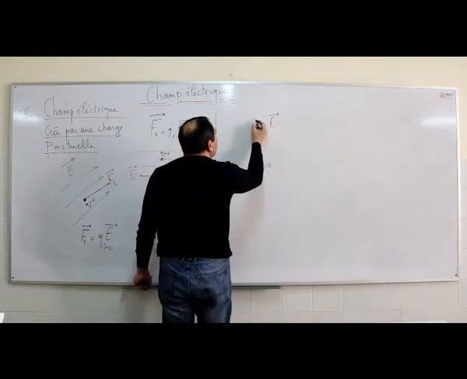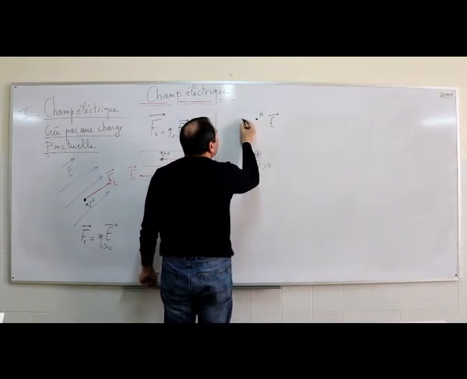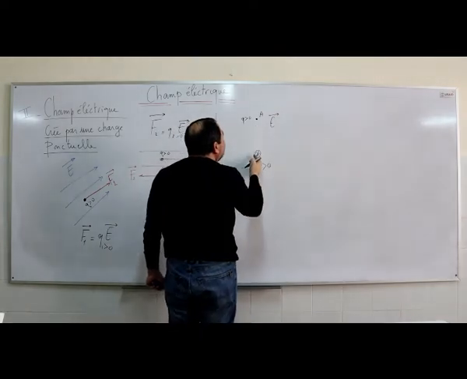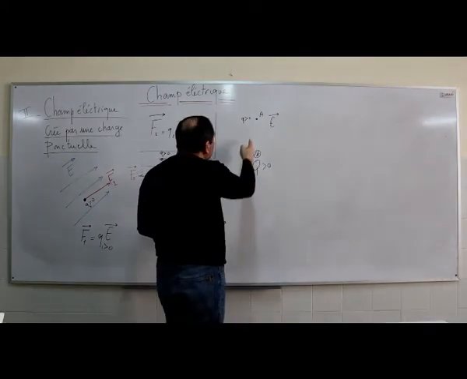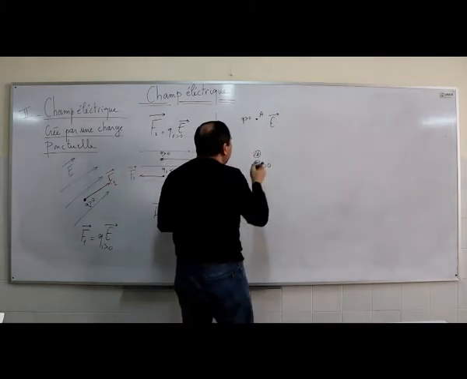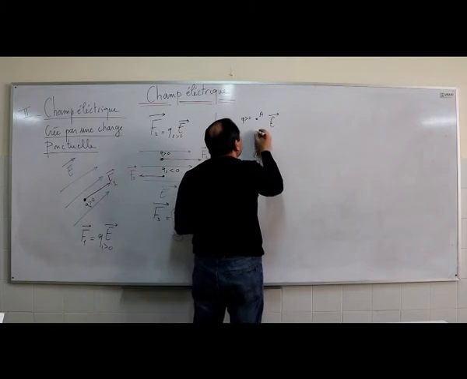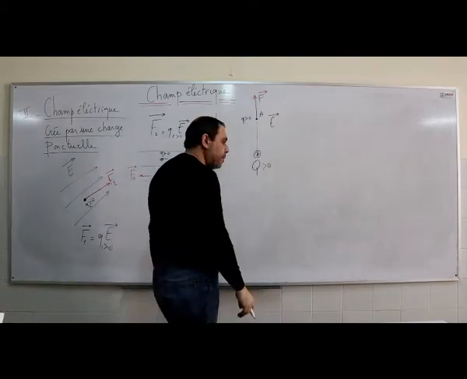Let's place a point charge at a point A. Let's call the point charge q and let it be positive. We notice that there is a repulsion between the two charges because they have the same sign. We're going to draw the repulsion between them. This is the repulsion force F.